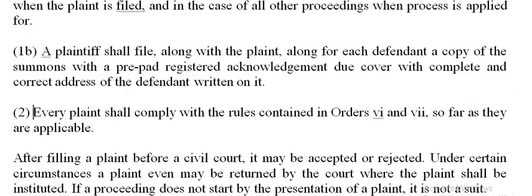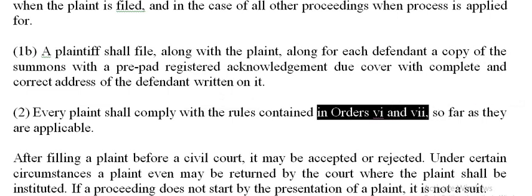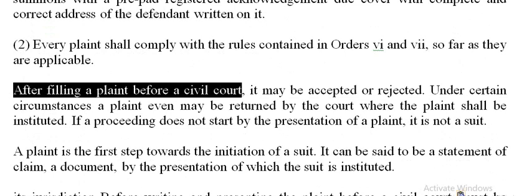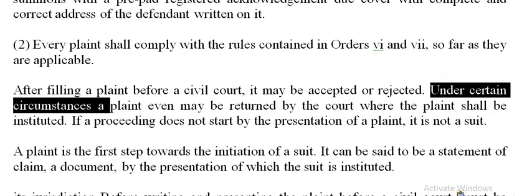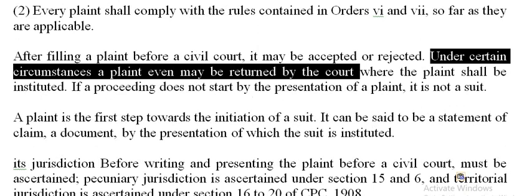Okay, and Rule 2 says every plaint shall comply with the rules contained in Order 6 and 7. So according to Order 6 and 7, we have to write the plaint so far as they are applicable. Okay, after filing a plaint before a civil court, it may be accepted or rejected. Under certain circumstances, a plaint even may be returned by the court to the court where the plaint shall be instituted.